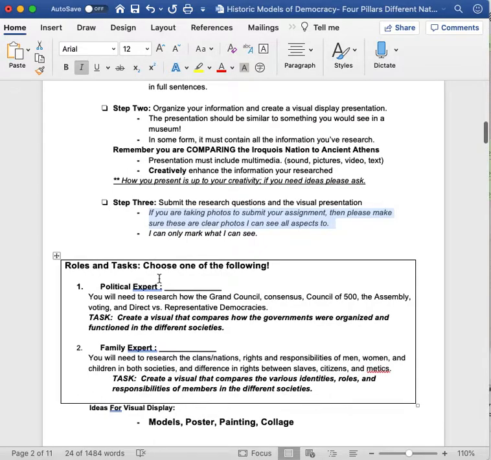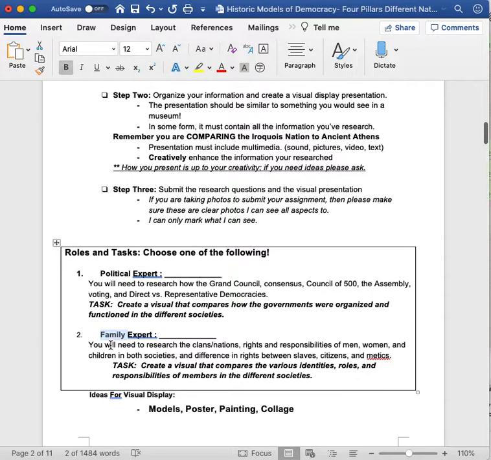Now, step one, these are the two groups you're going to choose from, either a political expert or a family expert. So you only have to do either the role of government and decision making or the social structure. You don't have to do both in this assignment, which is really nice. So if you do political expert, you're going to research how the Grand Council works, what is consensus, what is the Council of 500, the Assembly, what is voting, how does voting work in ancient Athens, do people vote in the Iroquois, that kind of stuff, and direct versus representative democracies.